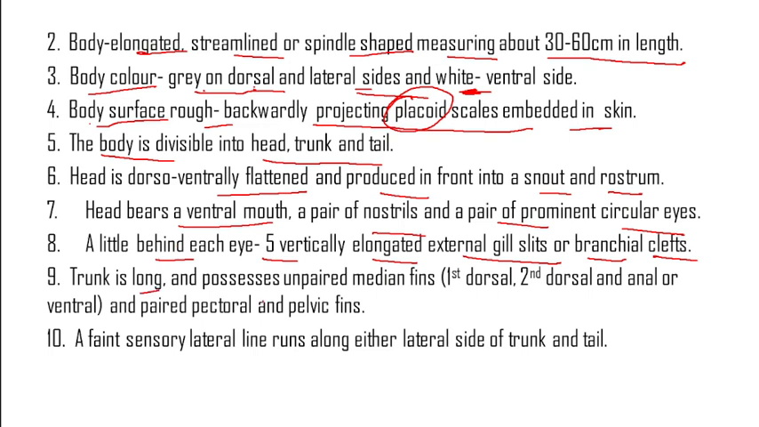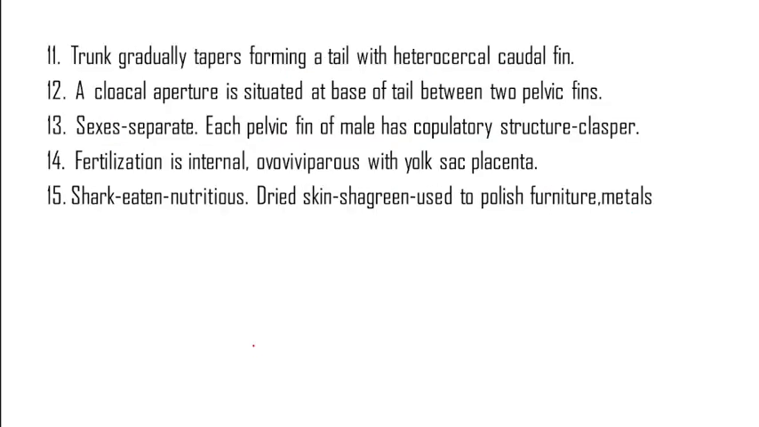Trunk is long and possesses unpaired median fins, first dorsal, second dorsal, and anal or ventral, and paired pectoral and pelvic fins. A faint sensory lateral line runs along either lateral side of trunk and tail. That means on both lateral sides, the lateral line organ, a sensory lateral line, is present.